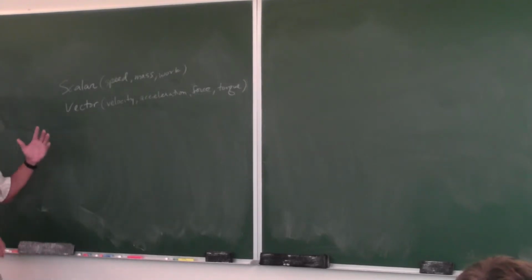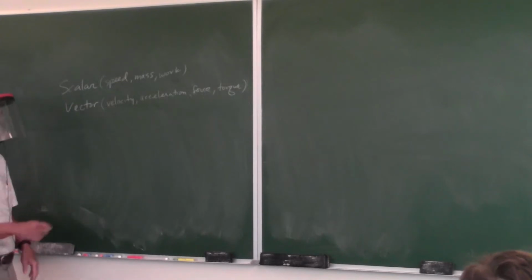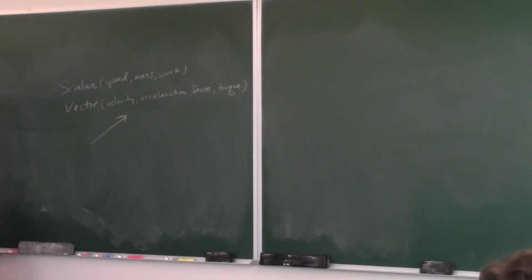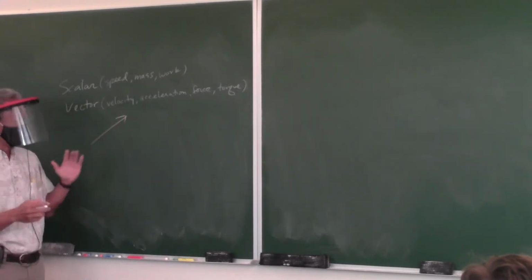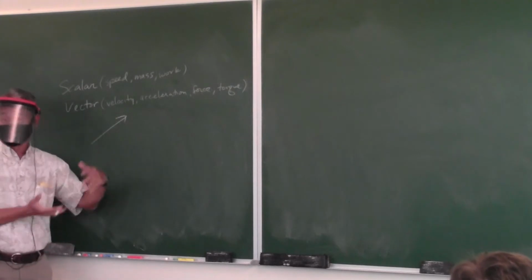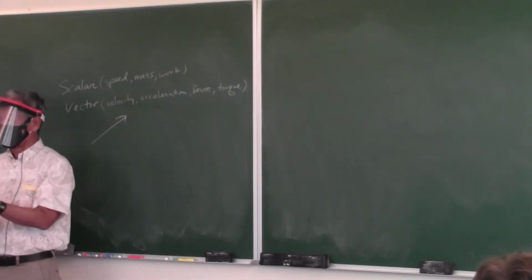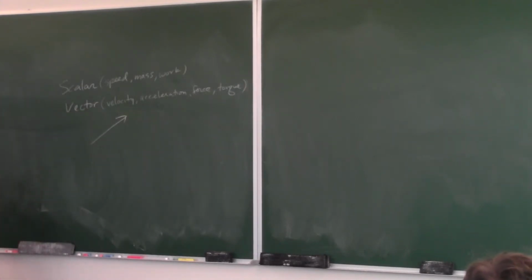Anyway, since a vector has magnitude and direction, the best way to represent it is with an arrow. So the length of the arrow is the magnitude, and the direction it's pointing is the direction. So what we're going to do today is learn the basic properties of computations of vectors.